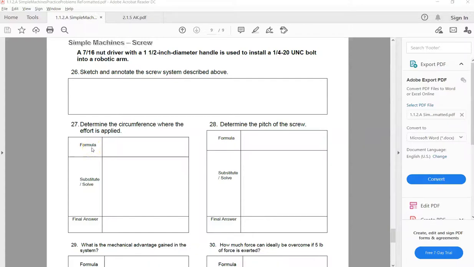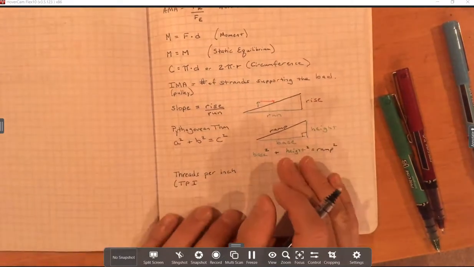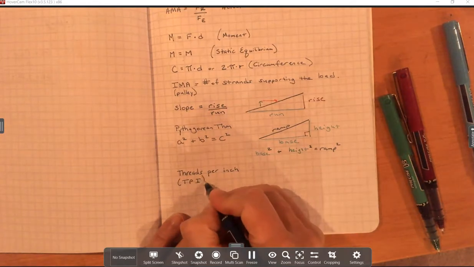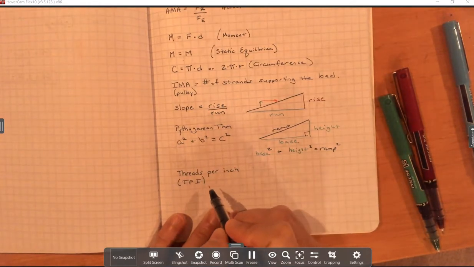Alright, our last segment of working through this activity, 112, is to talk about screws. Talking about screws, we are going to add a couple things to our formula sheet. So first off, threads per inch is something we need to understand, and then something else called pitch.